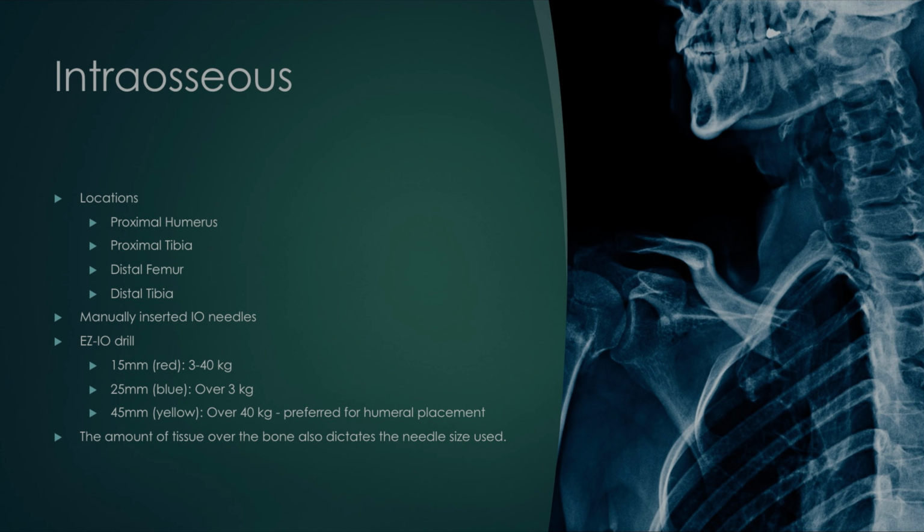The EZ-IO drill uses color-coded needles based on patient size and tissue depth. The 15 millimeter red needle is used for patients weighing 3 to 40 kilograms. The 25 millimeter blue needle is appropriate for patients over 3 kilograms, and the 45 millimeter yellow needle is used for patients over 40 kilograms and is the preferred size for humeral placement.